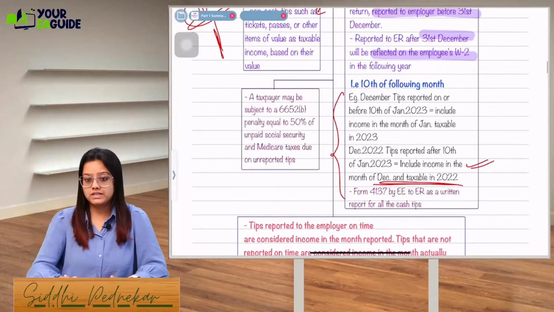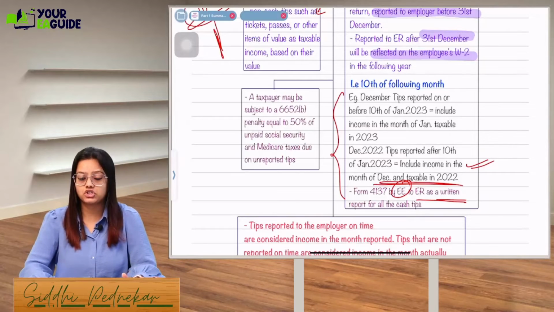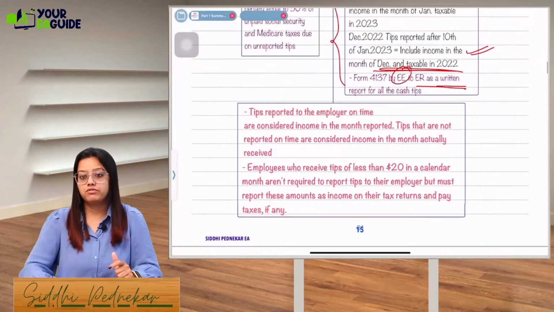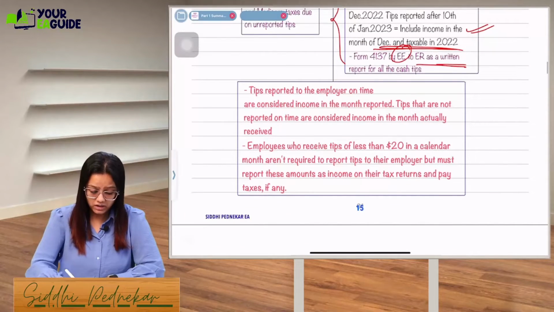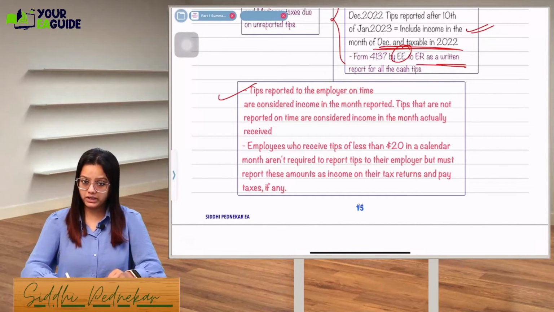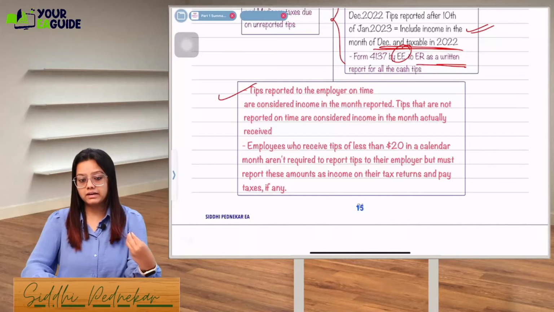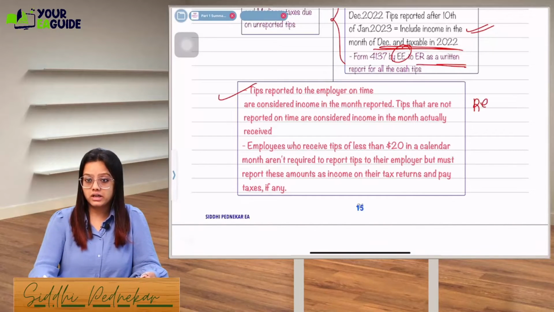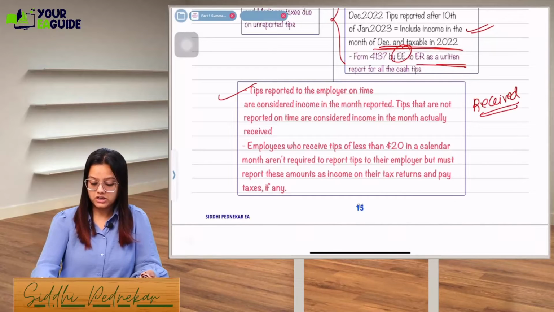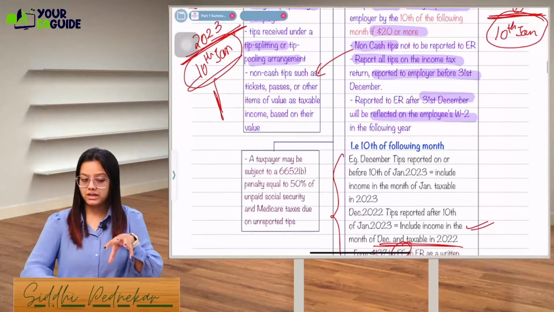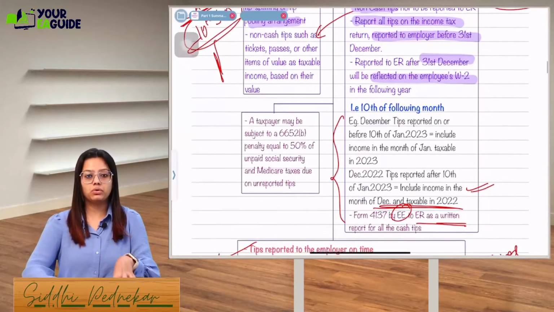Okay, Form 4137 will be given by the employee to the employer as a written report for all the cash tips. How is the employee going to report it to the employer? They will have to file a 4137 form with the employer. Okay, tips reported to the employer on time are considered as income in the month reported. Okay, and when it is reported in a delayed month, then it will be included as income in the month in which the tips are received. Okay, so in our example, it was included in the December month, and if it is reported on time, then the month in which it is reported, it will be included as income.